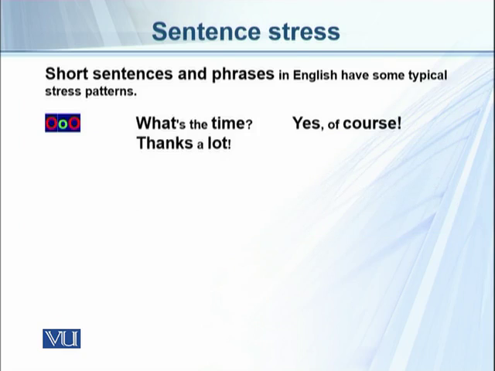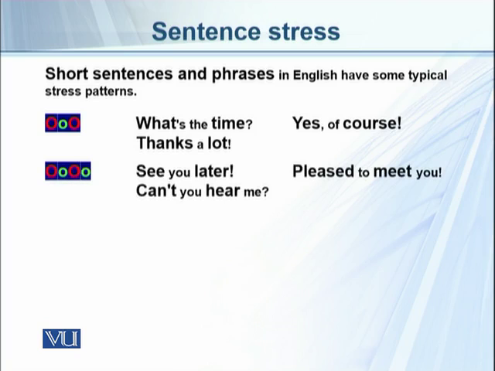Short sentences and phrases in English have some typical stress patterns. For example, they can have stressed syllable, then unstressed syllable, then stressed syllable. What's the time? Here, what's is a stressed word, and time is stressed, whereas the is unstressed. Thanks a lot. When we say thanks a lot, the article a is unstressed. If we pronounce it with stress, it will be thanks, a, lot. We don't speak English like this. Yes, of course. So, of is unstressed.